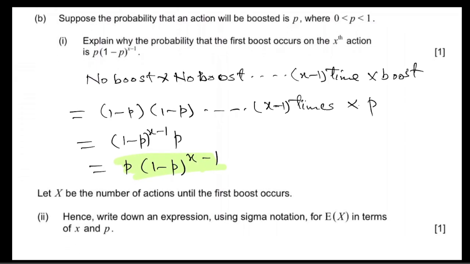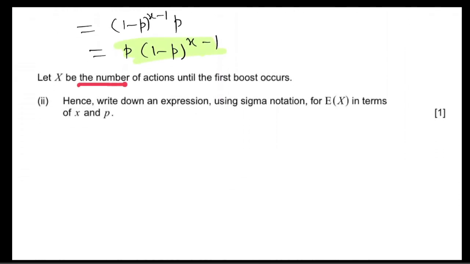It says, let X be the number of actions until the first boost occurs. Hence, write down an expression using sigma notation for E of X. You know E of X is the mean. So the formula for E of X is sigma x_i into p_i, like that, i from 1 to n, whatever that is.